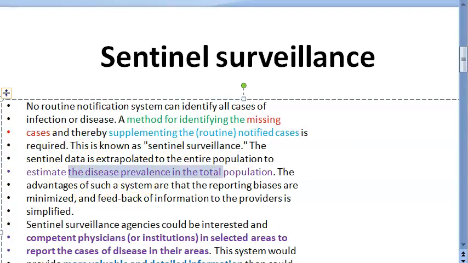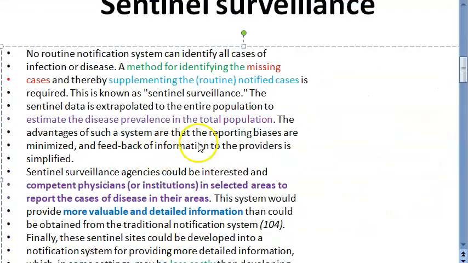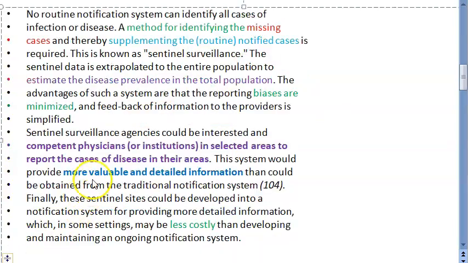By getting these missing cases also, you can estimate how many cases could be there in this population. Here they are saying that the reporting biases are minimized in this and there is feedback information, etc. They like the system. They are saying bias is minimized, and if it is minimized, good. They are also saying that this system would provide more valuable and detailed information.